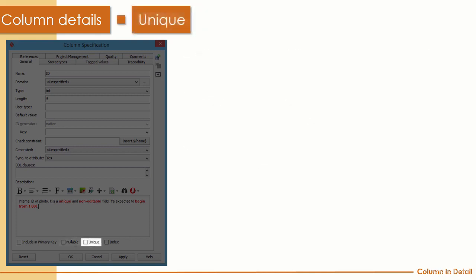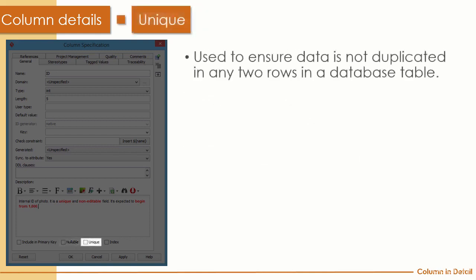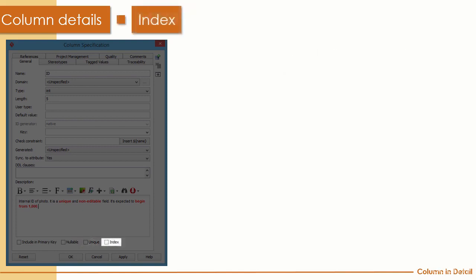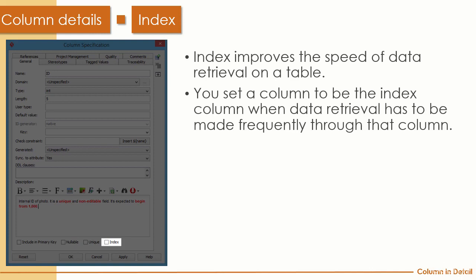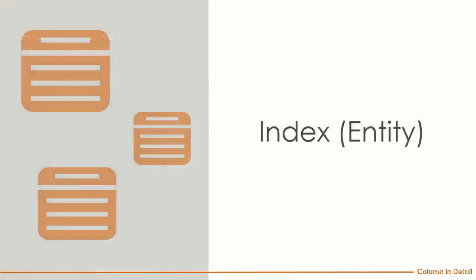And next to nullable is unique. It is used to ensure the data in this column is not duplicated across the whole table, and it can be null. And the index is used to improve the speed of data retrieval. You can set the column to be indexed, then all the data in this column will be indexed by the database engine, and we will look at the index in more detail.